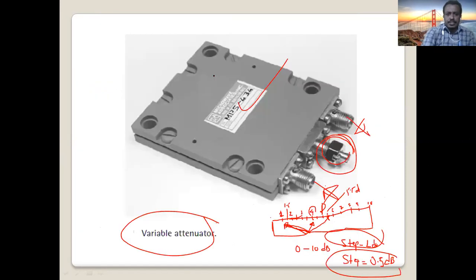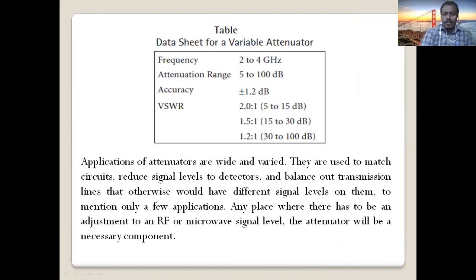So this was a typical data sheet for a fixed attenuator. This is a typical data sheet for a variable attenuator. In this case, as you can see here, frequency is 2 to 4 GHz. Fixed attenuators have high bandwidths compared with variable attenuators.